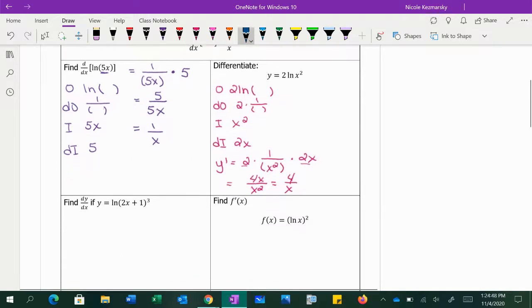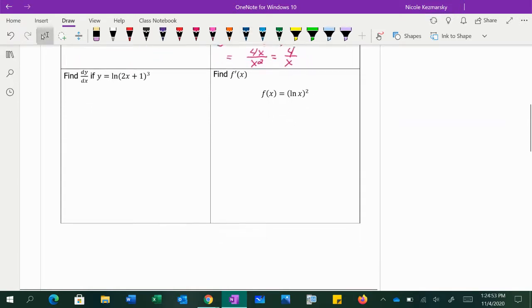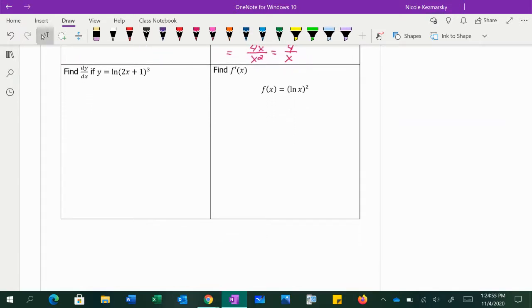For the next example, I have to be very careful because I've got an exponent on a set of parentheses. I have to be aware of what's getting raised to the third power. It's not the natural log that's getting raised to the third power. It's what's inside the natural log that's getting raised to the third power. So when I write down my outer, it's going to be natural log of something. And then the inner is going to be everything else, the 2x plus 1 to the third power.